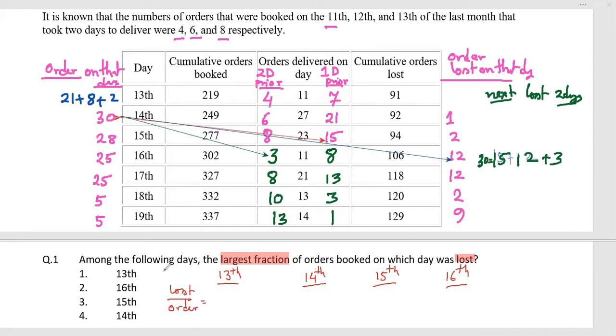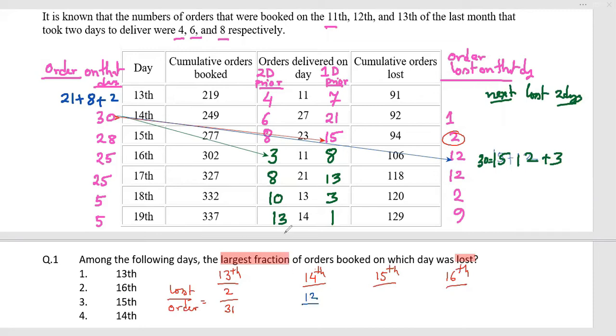So in case of 13, how many orders were lost? This is the 2. These 2 are for 13. So 2 is the orders lost by total number of orders. Total number of orders is 31. 2 by 31. Now same thing for 14th. 14th, how many orders lost? 12. So it should be 12.